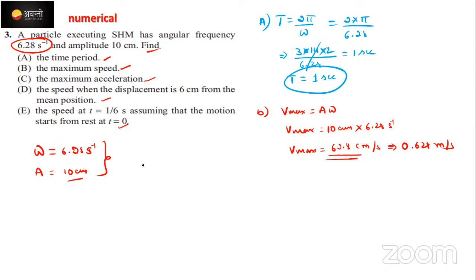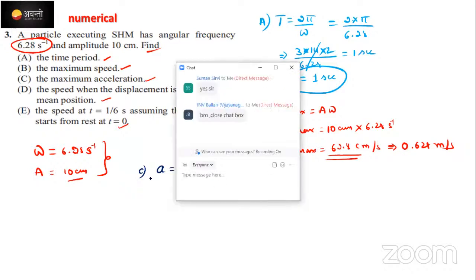Okay. Coming to the next one, acceleration. Maximum acceleration. What was the formula for acceleration, guys? Acceleration is equal to... okay, now tell me in the chat box. It's a simple equation. What is the formula for acceleration? Nobody is replying. That's why I'm asking here. Tell me. Maximum acceleration.